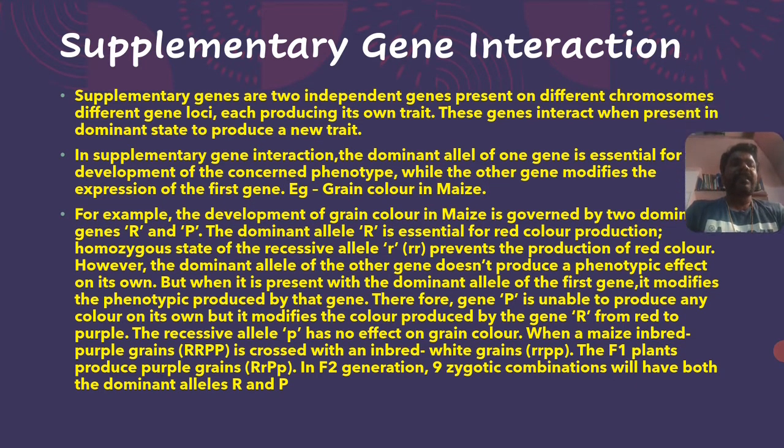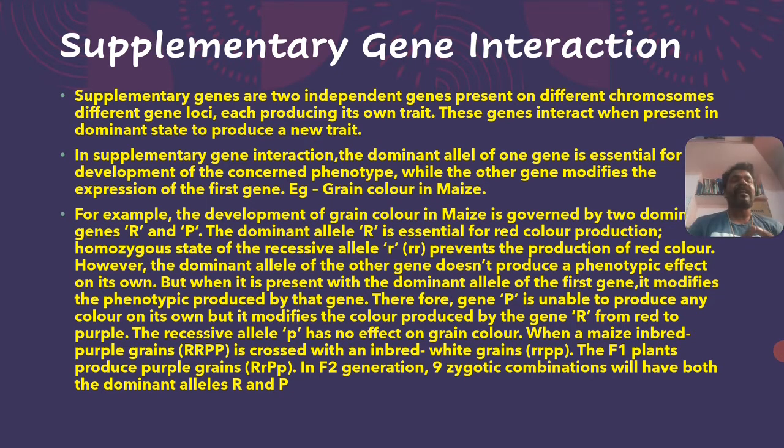Supplementary genes are two independent genes present on different chromosomes at different gene loci, each producing its own trait. These genes interact when present in a dominant state to produce a new trait. Once they are in the dominant state, they produce the new trait.